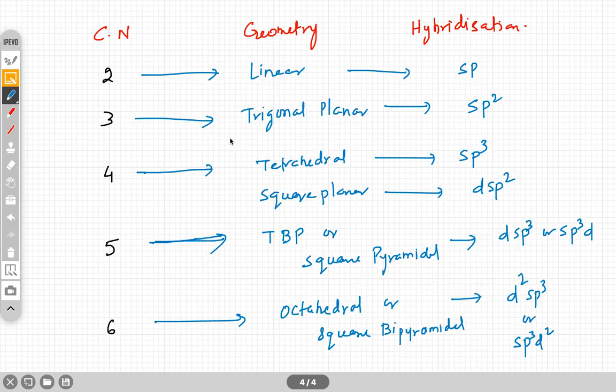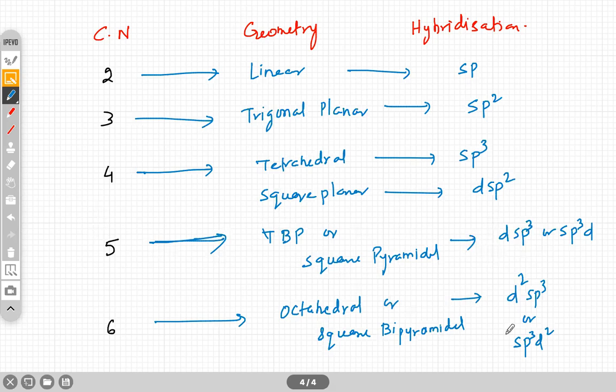Am I audible? Yes, sir. Okay. See, guys, whether the geometry is TBP or square pyramidal depends upon the molecule. It has nothing to do with the hybridization here. Don't consider this as TBP is dsp3 or square pyramidal is sp3d. It's not like that.